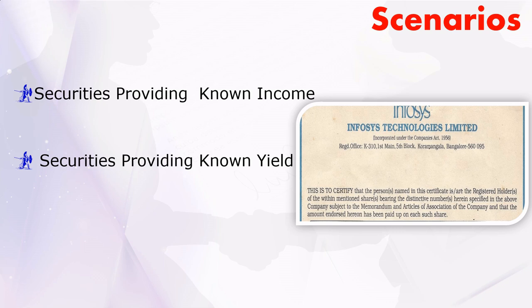So these are the three situations we are dealing with in the case of financial securities or financial assets or investment assets. Moving on with our first illustration on the first situation, which is securities providing no income.